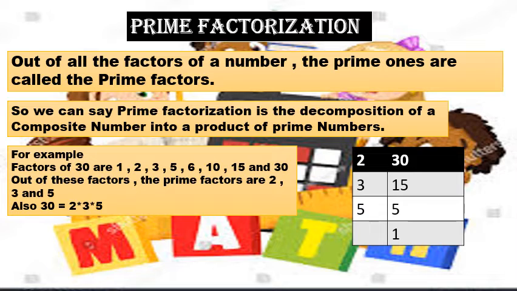Now 5 is not divisible by 2 or 3, so the next prime number is 5, and 5 comes in the table of 5 at 1. You will keep dividing until the quotient is 1. Now you can match that the prime factorization done by the division method is the same as the prime factors chosen out of all the factors. They are 2, 3 and 5, and when these three factors are multiplied, the product is 30.